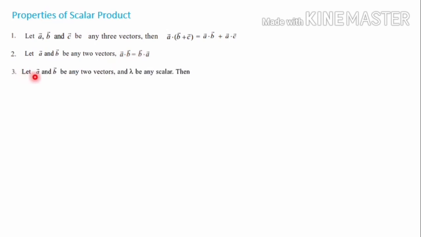And the third property is: let vector A and vector B be any two vectors and lambda be any scalar. Then lambda times vector A dot vector B is equal to lambda into vector A dot B is equal to vector A dot lambda vector B. So these are the three properties we must revise.